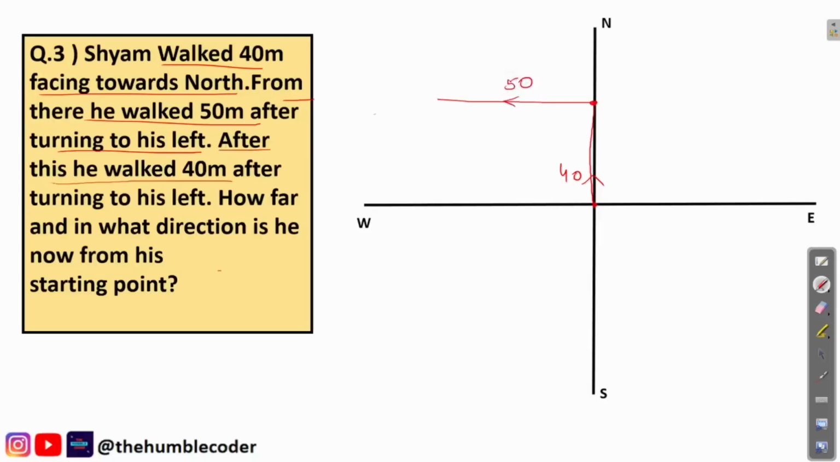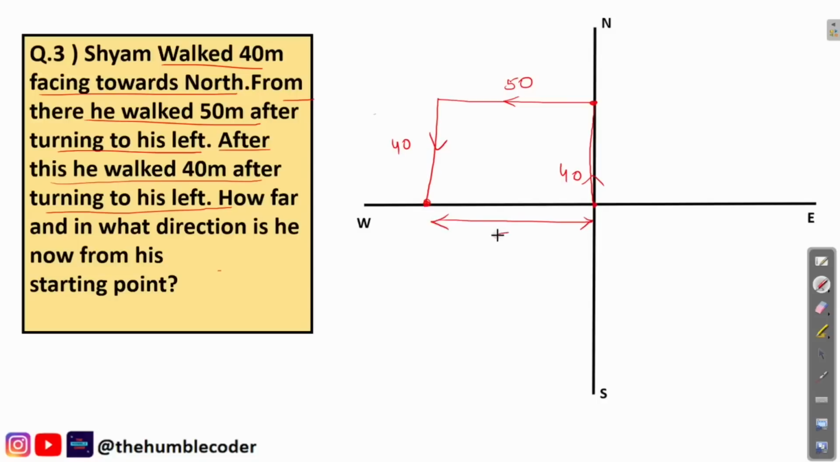After this he walked 40 meters towards his left. So the left of Shyam is this. So Shyam has walked 40 meters again towards his left. How far and in what direction is he now from his starting point? So Shyam is currently at this point. Now we have to find the distance between the starting point and his current position, which means this distance.